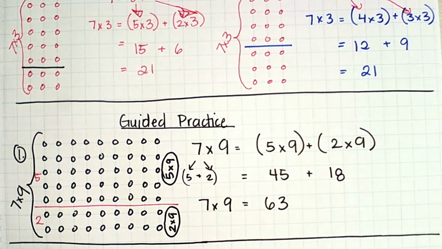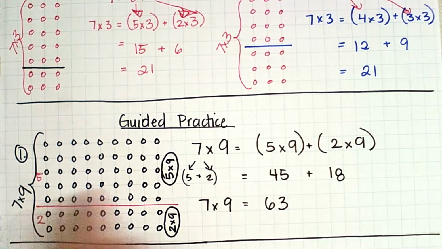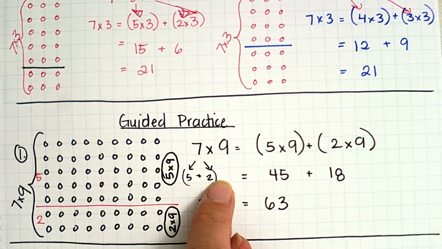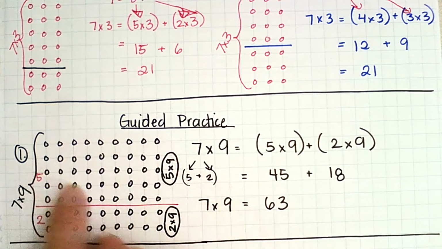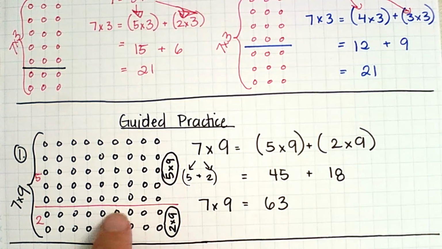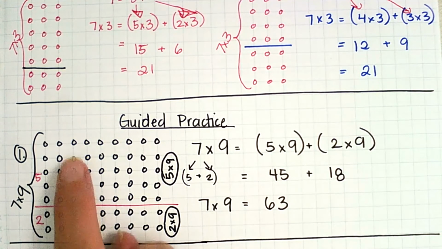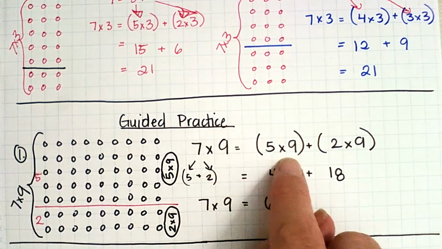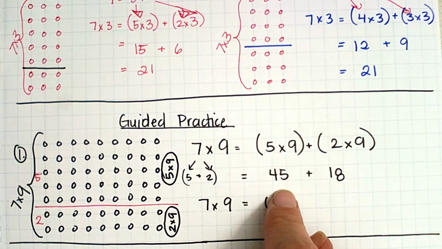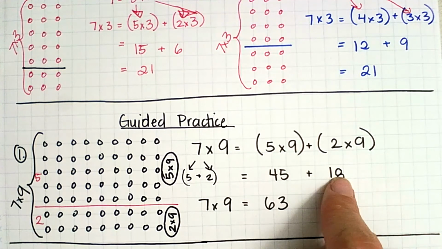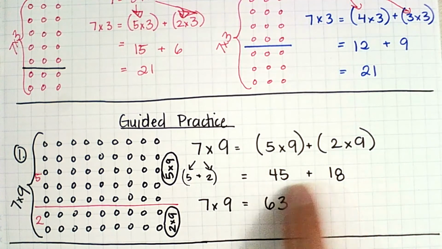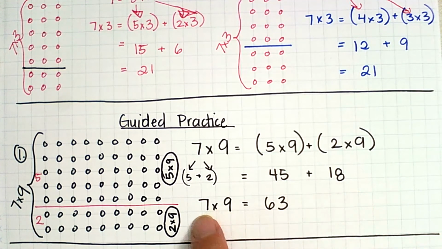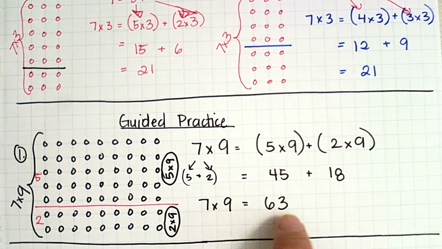Now it told me to use my 5 facts and my 2 facts. So I split my 7 into 5 and 2 more, right? 5 plus 2 is equal to 7. So here's my 5 groups with 9 in it and my 2 groups with 9 in it. 5 and 2 is going to give me my 7 groups with 9 in it. So 5 times 9 I did is equal to 45. 2 times 9 is equal to 18. When I added those 2 partial products together, it told me what 7 times 9 is going to equal, and that's going to equal 63.